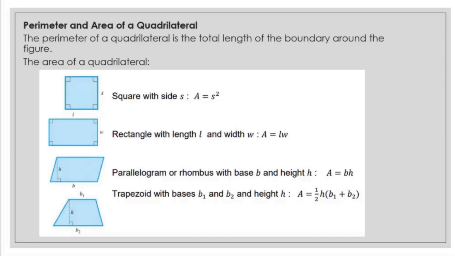So for a square, here the sides happen to be labeled as S. Because we know it's a square, we know that all four sides have the same length. And since area is just length times width, or height times base, or side times side, area here is S squared. A rectangle is just a square where the two sides don't have the same length. In other words, a square is a special instance of a rectangle.